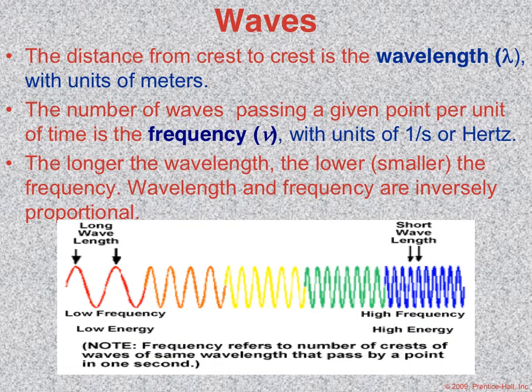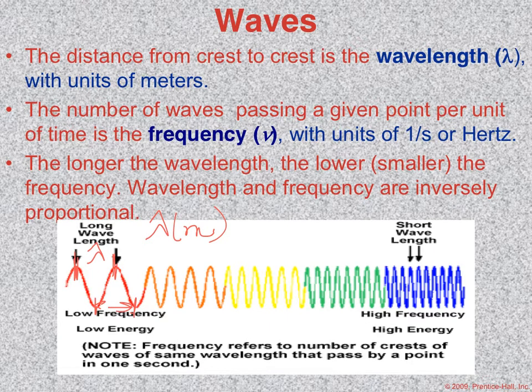The distance between 2 identical points on a wave is called the wavelength. So peak to peak or trough to trough, that distance is wavelength, which is designated with a lambda symbol, and the units are meters.